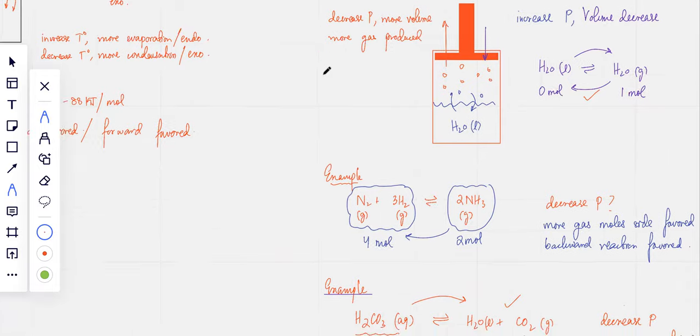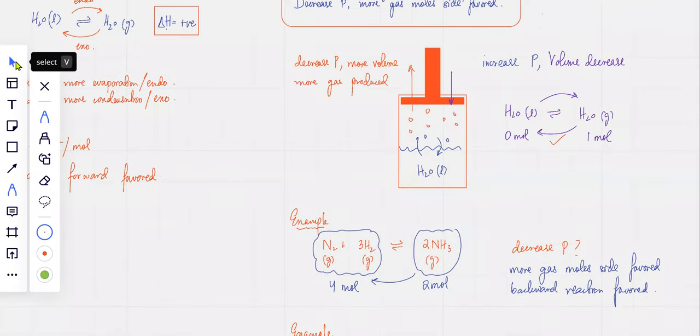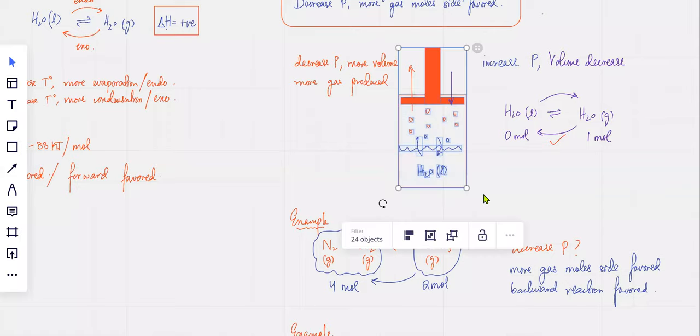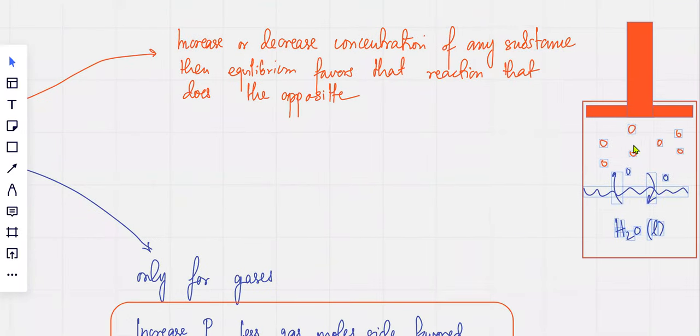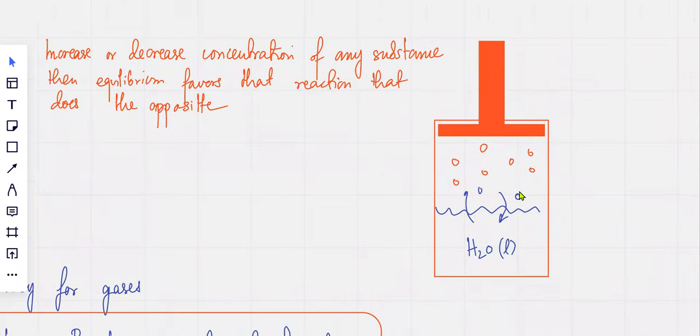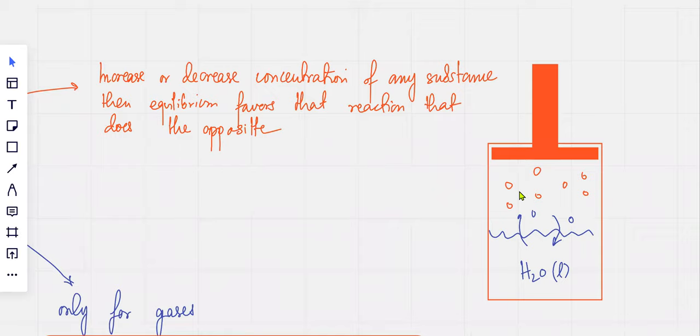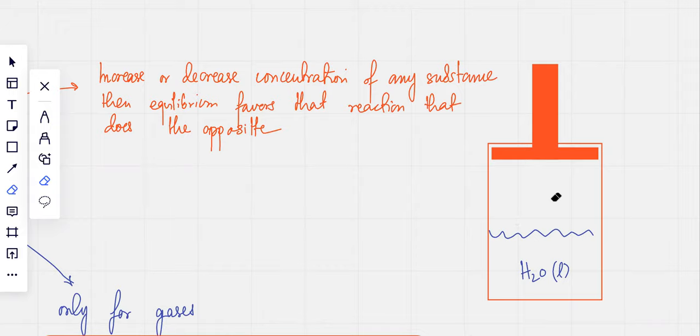So an example would be, let's take the same water container example. Forget the piston. We don't need the piston now. I'm not changing pressure. Over here, you can see there's liquid water and there's steam, right? So there's an equilibrium happening between them. Now, all of a sudden, I remove all the water vapors. I go in and I have some absorbent material and it absorbs all the water vapors. So all the water vapors are gone. There is no H2O gas, right?